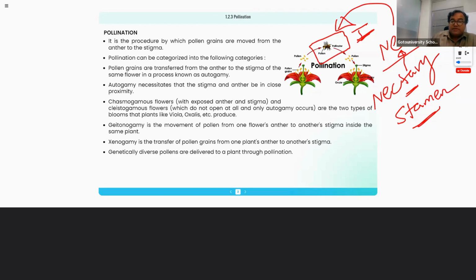Here, autogamous means the male and female reproductive systems are in close proximity. I already told you that for each and every sentence, there are hidden sentences. For example, I'm a doctor. One patient came to my clinic. I'll see how much facial puffiness is there, and I am giving some pen to write.